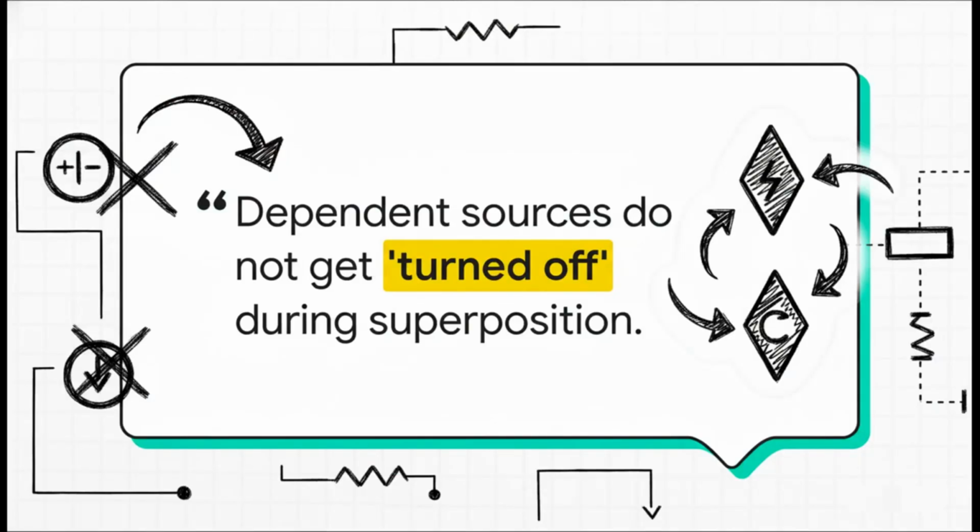And here's a super important catch. This rule about turning sources off only applies to independent sources. Dependent sources, the ones that get their value from somewhere else in the circuit, are treated differently. You just leave them alone. Think of them as part of the circuit's furniture, like resistors. They stay active in every single step.